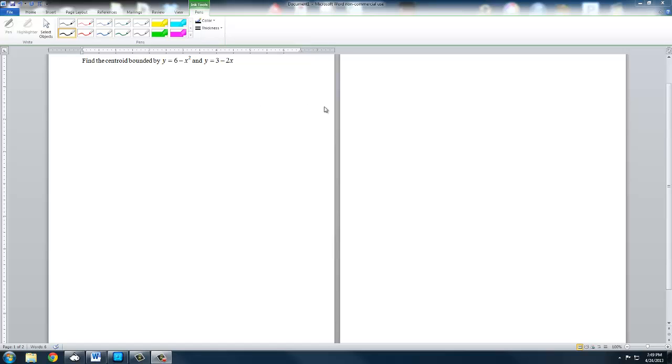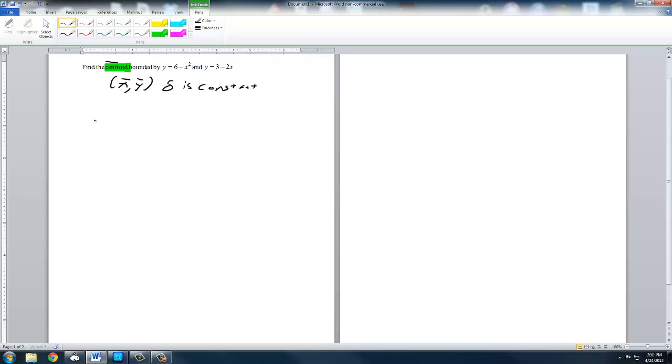Okay, we're going to do a problem from section 6.6, finding centers of mass. So in this problem, it says find the centroid bounded by y equals 6 minus x squared and y equals 3 minus 2x. Now what do we mean by the term centroid? Centroid means we're going to find x bar comma y bar when the density is constant. That's what this means.